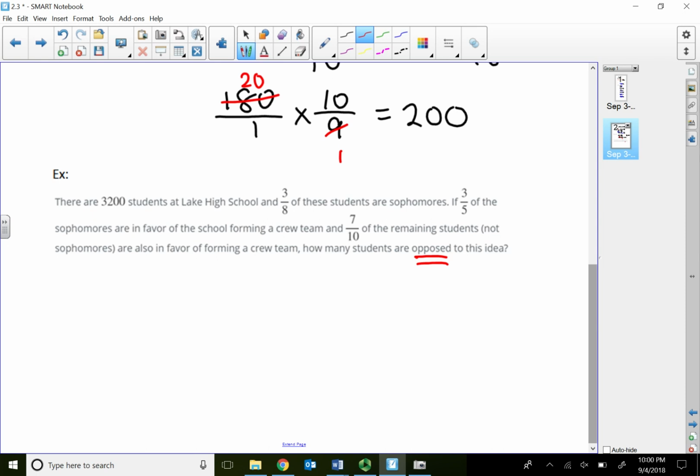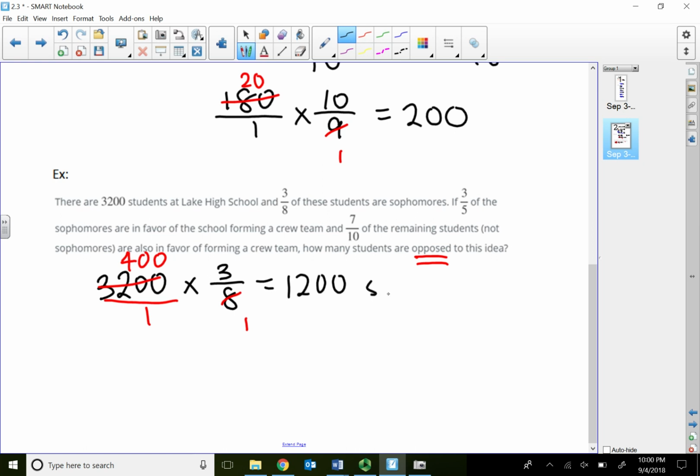Okay, so let's just back it up. Let's just figure one thing at a time. So 3/8 are sophomores. 3,200 is the total, right? 3/8 of the total are sophomores, so we multiply by 3/8. Now 3,200 times 3/8 means 3,200 over 1 times 3/8. 8 and 3,200 reduce to 1 and 400. 400 times 3 is 1,200. So 1,200 students are sophomores.